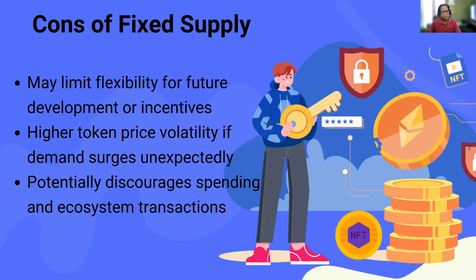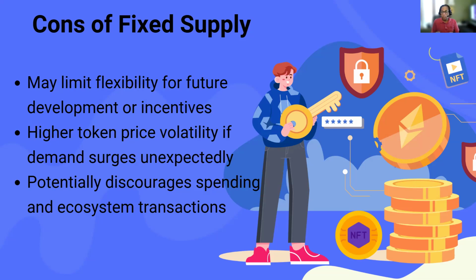The cons of fixed supply: it limits the flexibility of future development or incentives. Once it reaches 21 million, in the case of Bitcoin, there is no new Bitcoin. Whoever wants to purchase it has to purchase from the existing supply of tokens. So even though the value goes up, you cannot have more people owning it. It is not used for any purpose other than owning it as a long-term store of value.